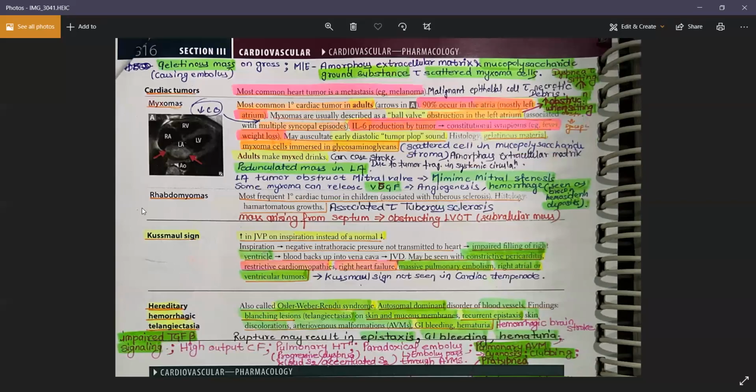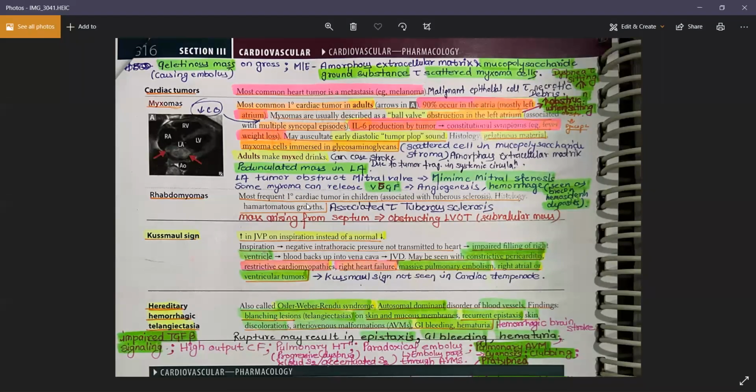Then comes rhabdomyoma, which is the most frequent cardiac muscle tumor in children. It is almost every time a case of children less than 10 years of age, I think. On histology, you will see hamartomatous growth. And it is associated with tuberous sclerosis. This is very important. It is associated with tuberous sclerosis.